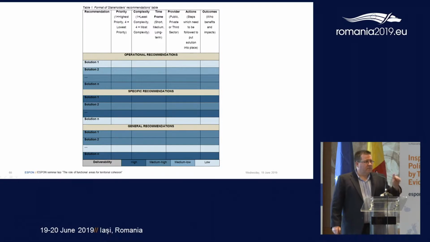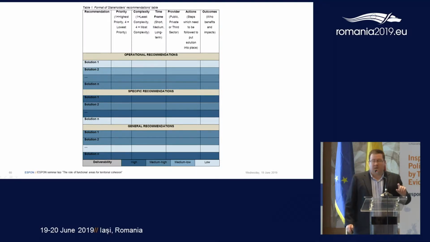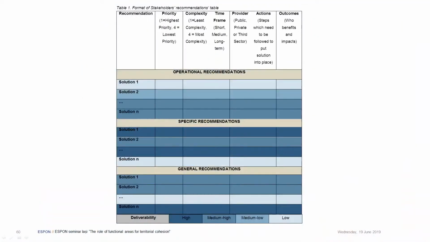We then took these challenges and we took from the literature a series of policy recommendations, and we then filled them into this delivery plan. So if you look across the top, it's priority, complexity, time frame, provider, actions and outcomes, and then on a 1 to 4 rating.